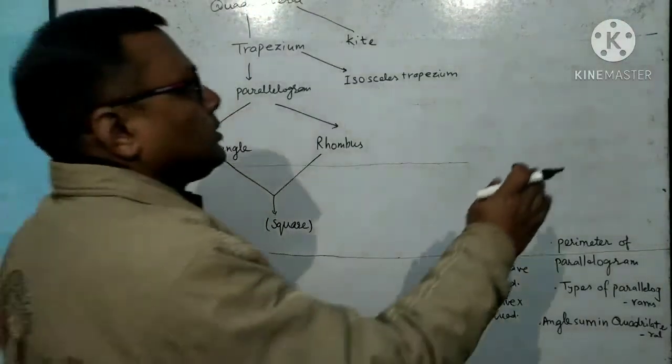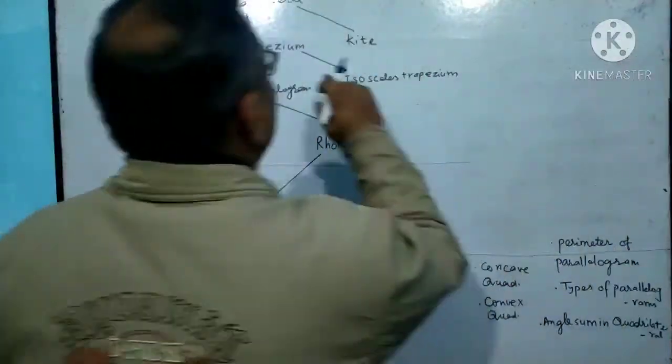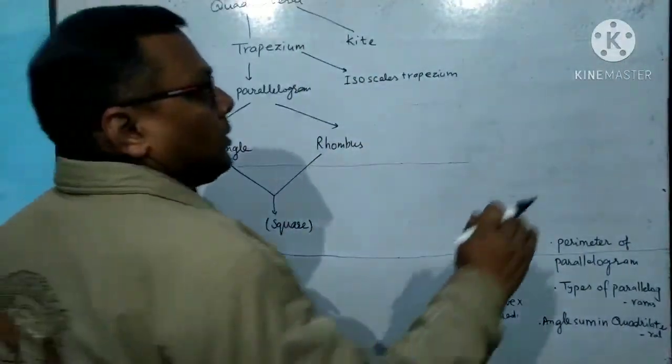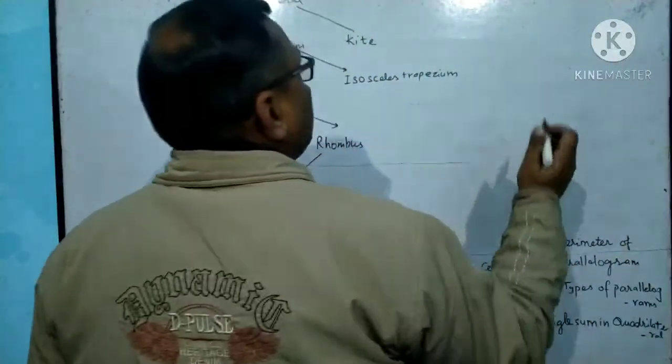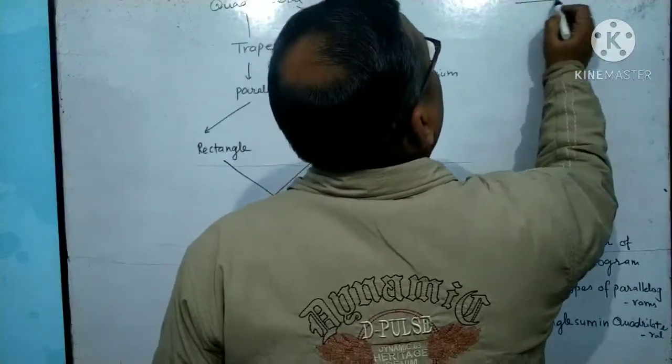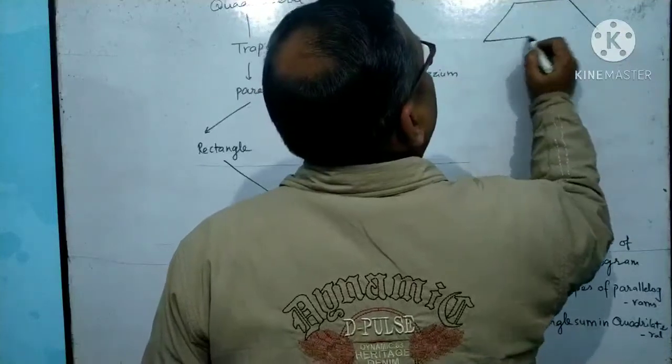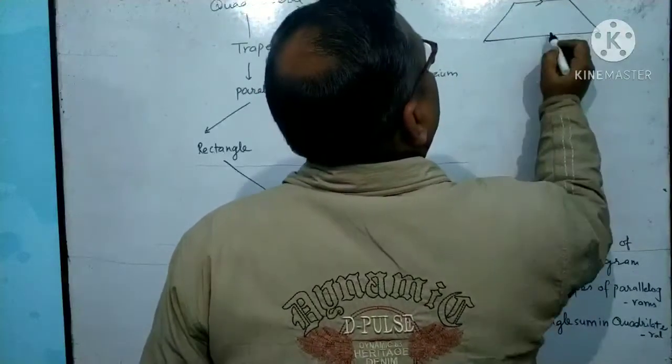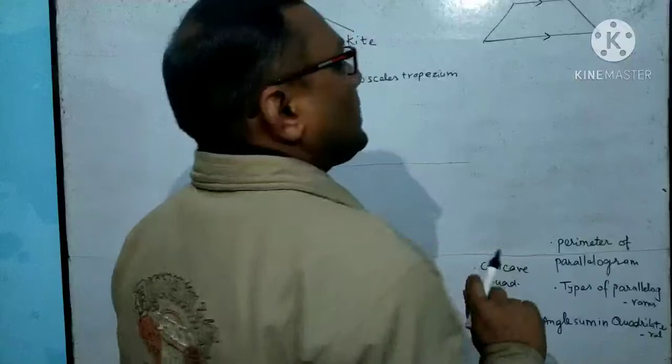So start with the property of trapezium. Trapezium is a kind of quadrilateral in which there is only one pair of parallel sides. I am making the trapezium. This is a trapezium in which there is only one pair of parallel sides and nothing else.